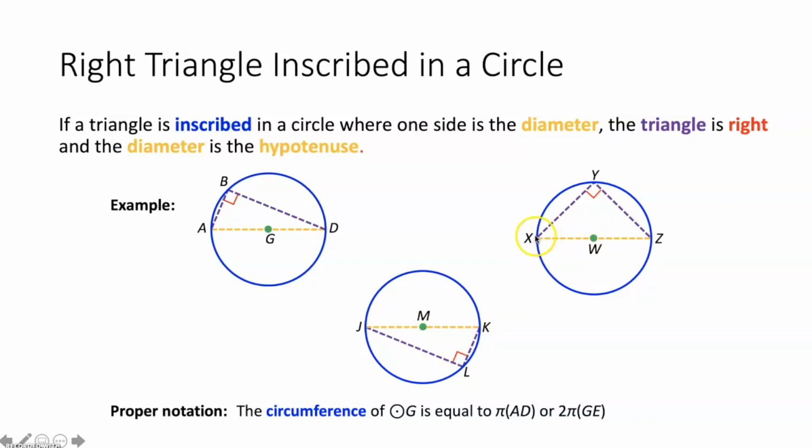Same thing up here. Triangle XYZ is inscribed in circle W. We know that because each of the vertices lie on circle W. Also, one of the sides of triangle XYZ is a diameter of circle W. Because of that, we know that triangle XYZ must be a right triangle.